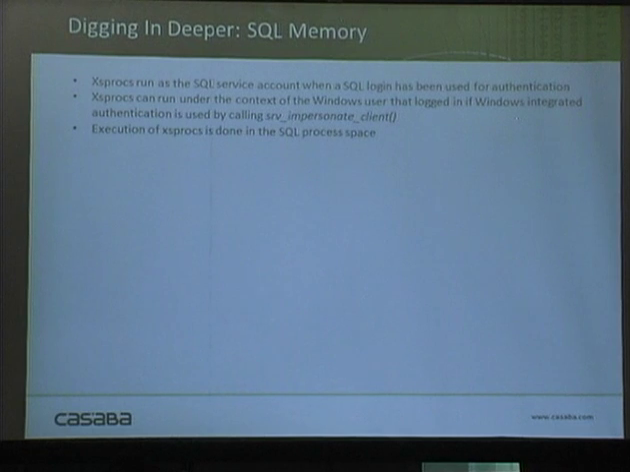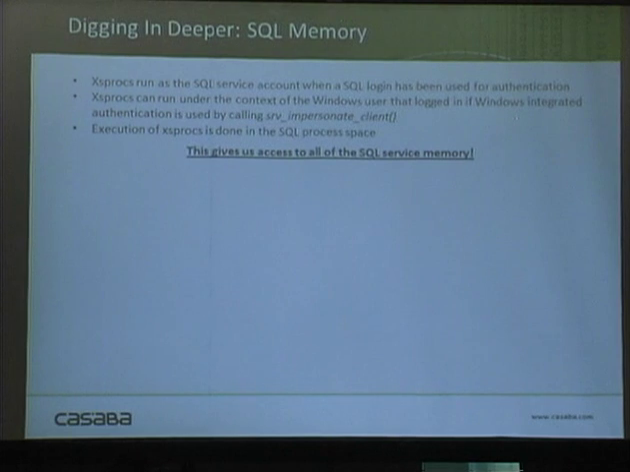Now, in SQL, you can have that mixed mode where somebody can log in as a domain account. They've factored that into the API. You can call SRV impersonate client, and then you can impersonate that client that is connected in. So if you need to carry out any actions on their behalf, you have that ability at your disposal as well. But the main thing here is from within an XProc, we have access to SQL, all of SQL's memory, all of SQL's resources, everything that the SQL Server itself is, we're that as well.